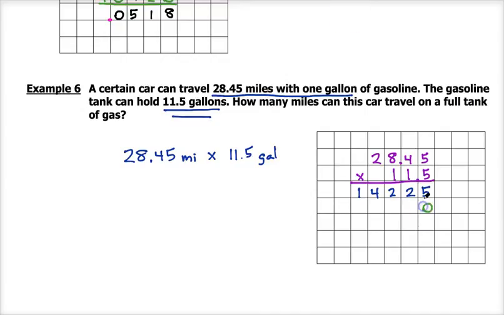I'm going to add my 0. 5 times 1 here is 5. 1 times 4 is 4. 1 times 8 is 8. And 1 times 2 is 2. Next line, I need to add 2 zeros. And now I'm going to multiply by 1 again. 1 times 5 is 5. 1 times 4 is 4. 1 times 8 is 8. And 1 times 2 is 2.